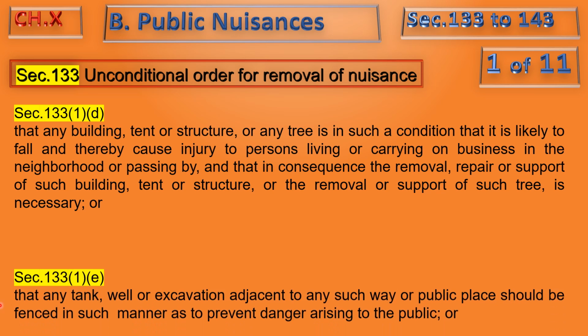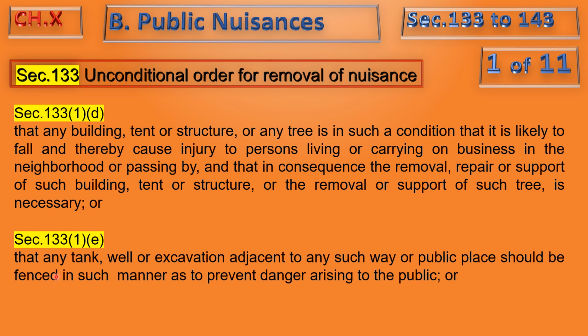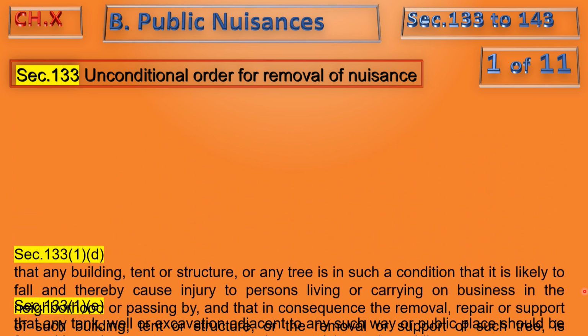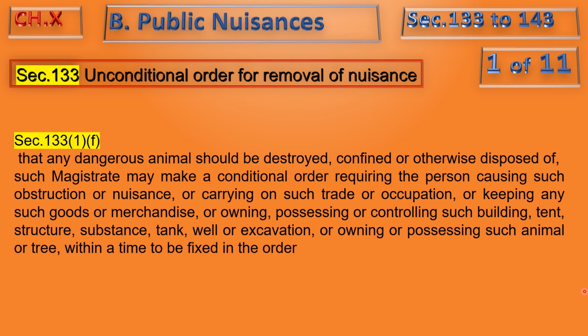Next, clause E says that any tank, well, or excavation adjoining any such way or public place should be fenced in such manner as to prevent danger arising to the public. Now, this is regarding the public path, which has to be repaired, done properly for the use of the public. Clause F says that any dangerous animal should be destroyed, confined, or otherwise disposed of.